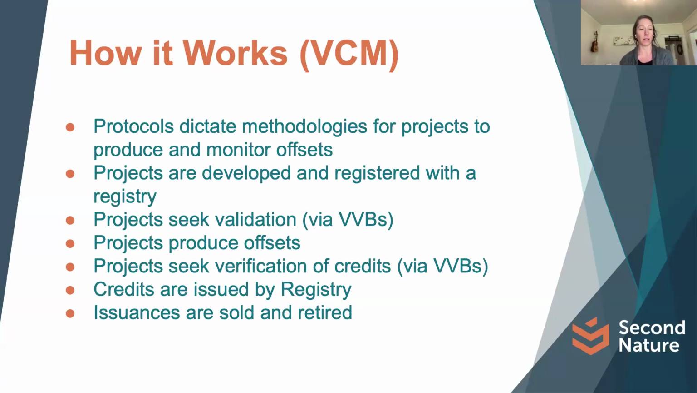So then after that, the projects seek validation via entities known as validation verification bodies, or VVBs. These are usually third-party ISO accredited consulting firms that can review all of the data associated with the project in order to determine that the offsets are real. And then via that validation, projects are certified to produce offsets, and then they seek verification of those offset credits. Credits, or an issuance as another way of describing them, are typically equivalent to 1 metric ton of carbon dioxide avoided or removed. And that verification process happens via the validation verification bodies again.